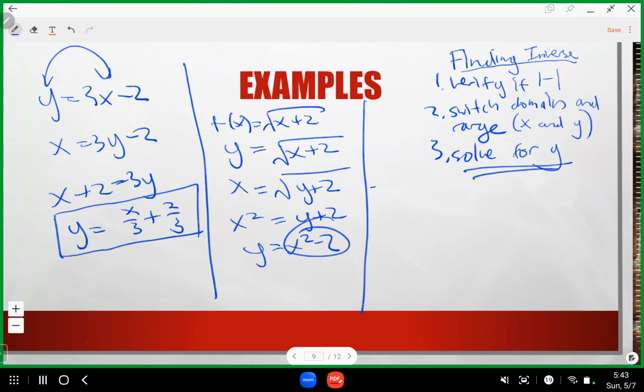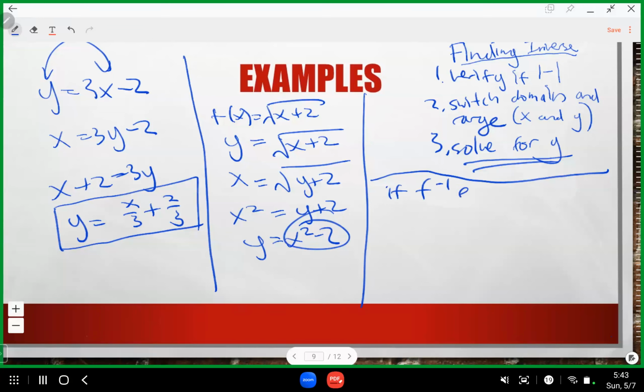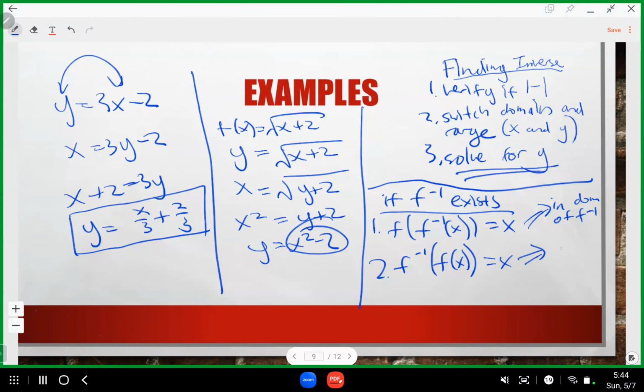Okay, so let's do a couple more of these, and then actually let's just move on to the definition of inverses. So if f to the negative 1 exists, we get these laws here. f of f to the negative 1 of x is equal to x for all x in the domain of f to the negative 1. And f to the negative 1 of f of x is also equal to x, but only in the domain of f, right?